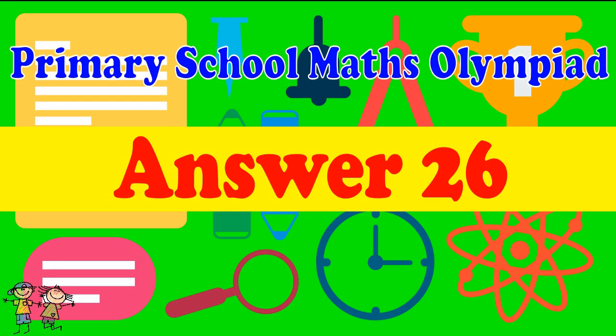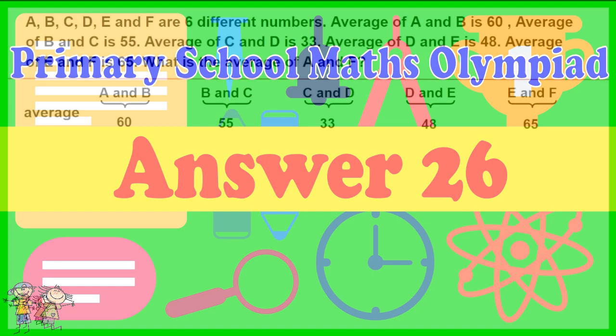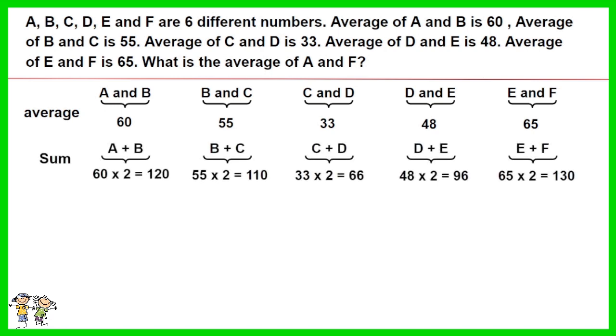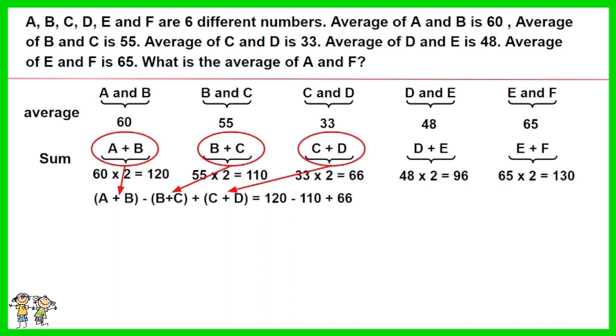Answer for question 26. Let's show the average for each of the combinations of A and B, B and C, C and D, D and E and F. Next we derive the sum for each of the combinations, which is their average times 2. Using the combinations of A plus B, B plus C and C plus D, we derive the sum of A plus D, which is 76.